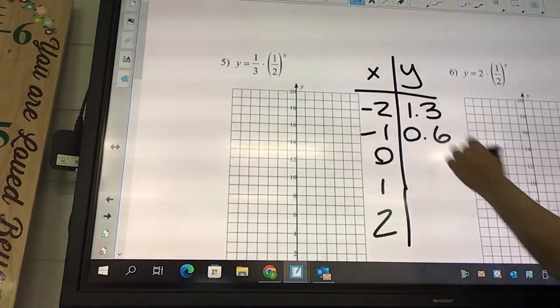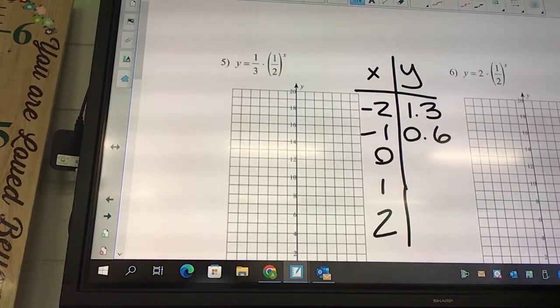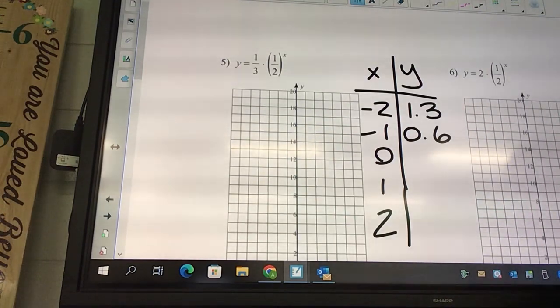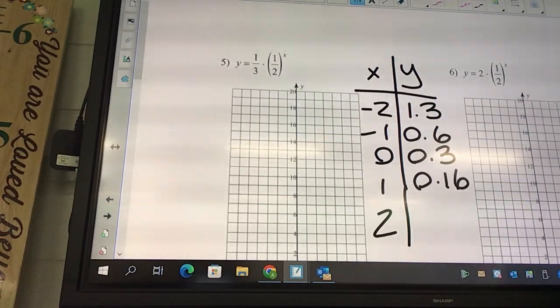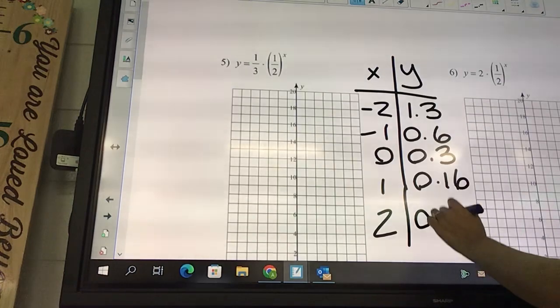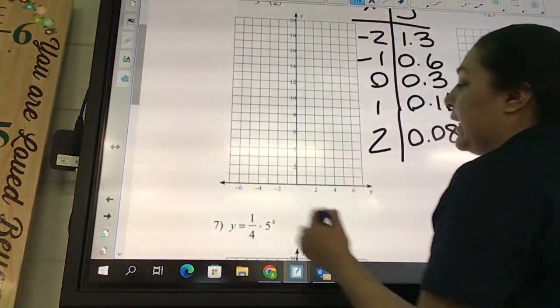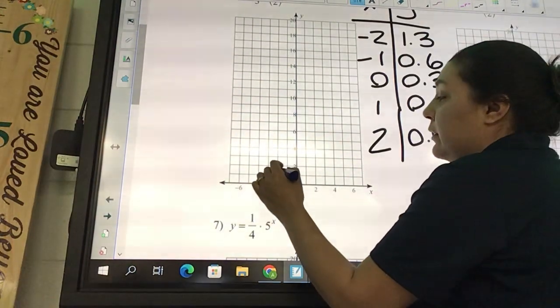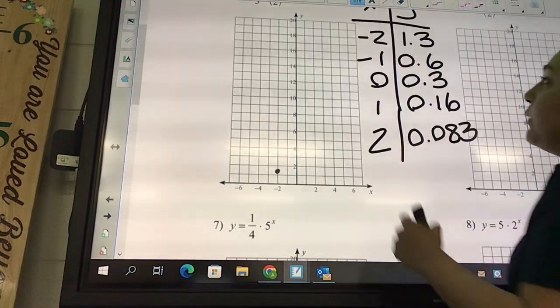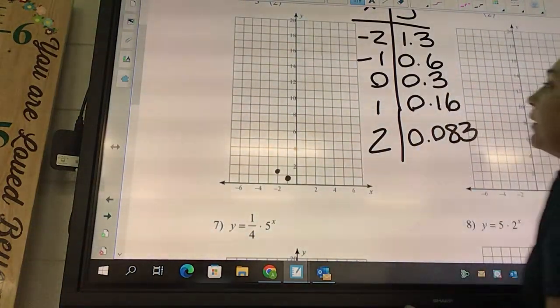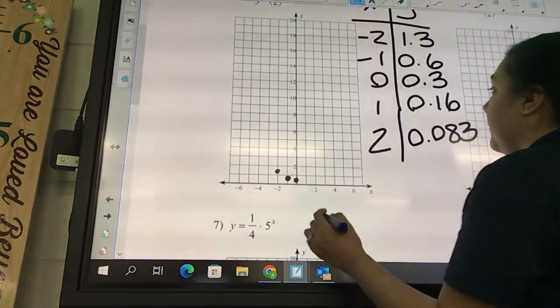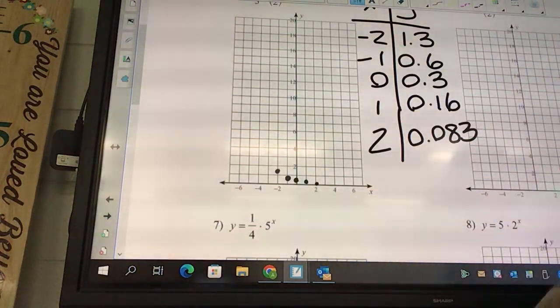0.6 at 0. Then 0.3. 0.16. You guys better hope these are right. Only one person's typing. And at 2, 0.083. Okay, so at -2, we're at like $1.30, so that's going to be about here. At -1, we're at 0.6, so that's about here. At the y-intercept, we're at 0.3, then 0.16, and 0.083. This is a very small graph.